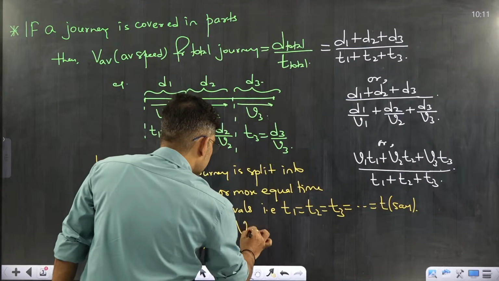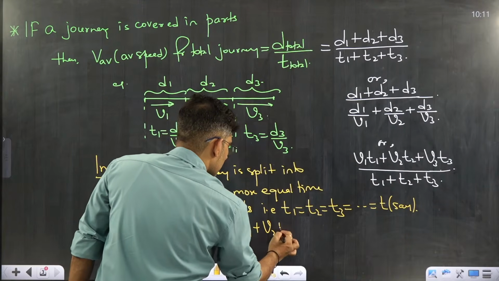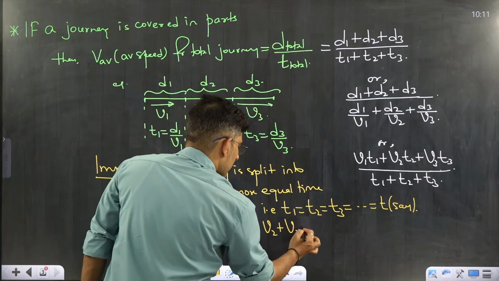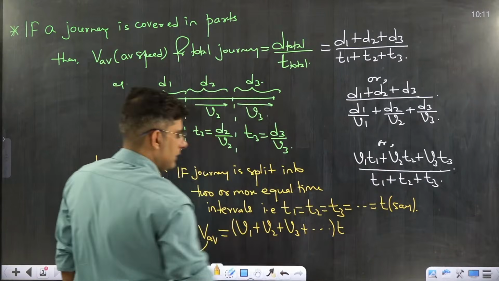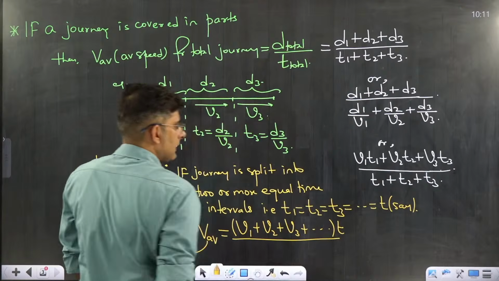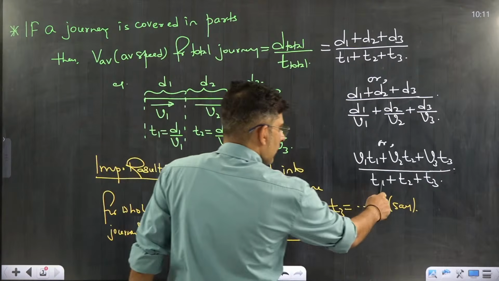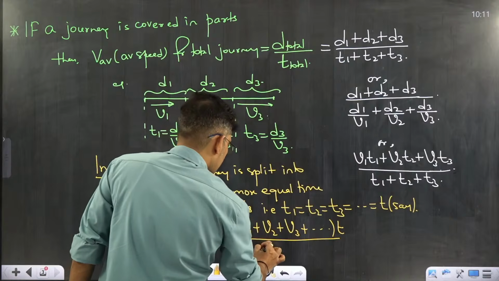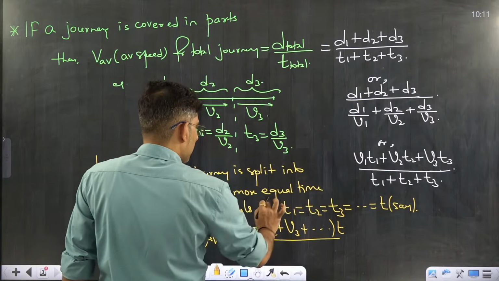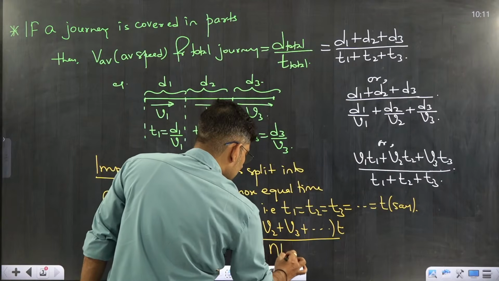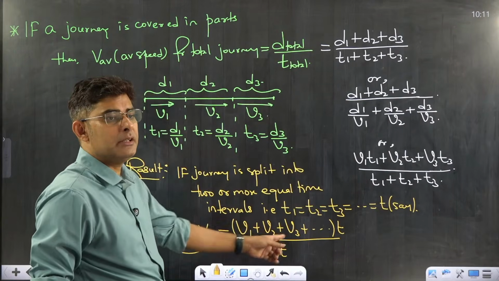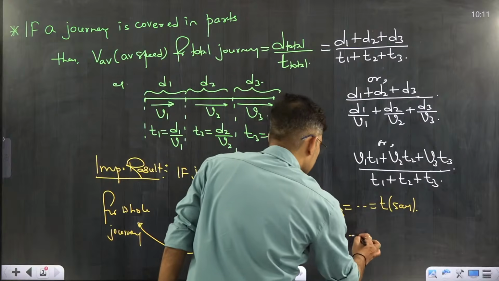So in the numerator, I can take all the speeds common, then time will be multiplied. And in the denominator, you can see all the times will be added. So suppose I have broken it into n parts. So the denominator is T plus T plus T plus T plus T plus T and so on.